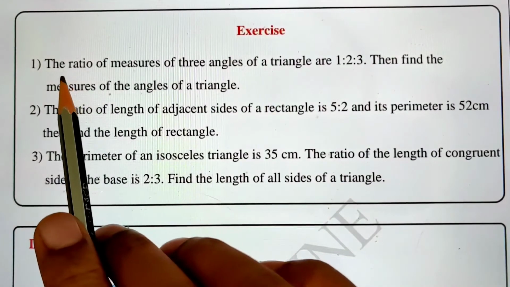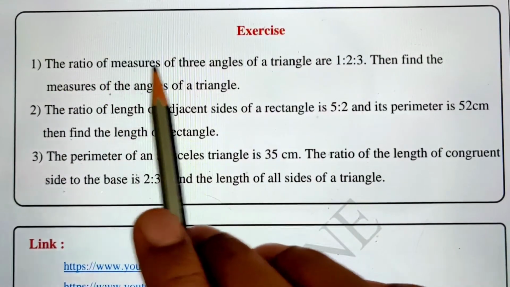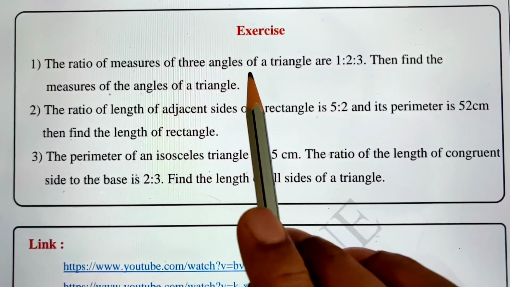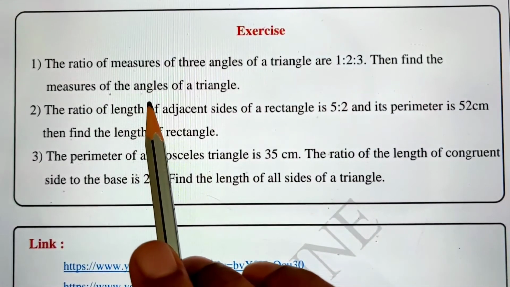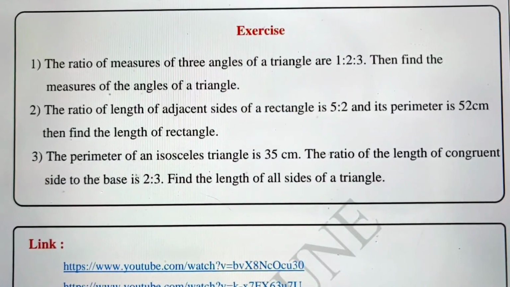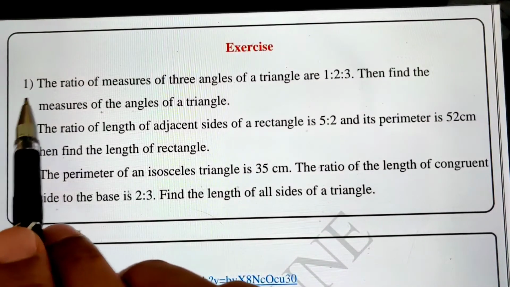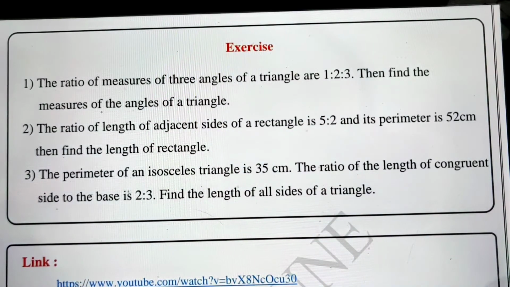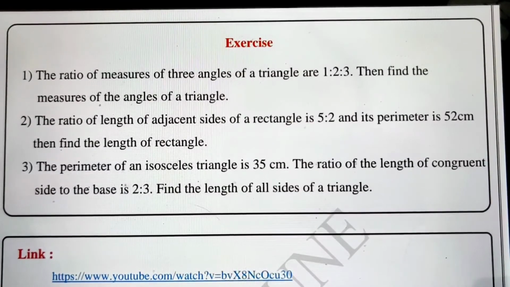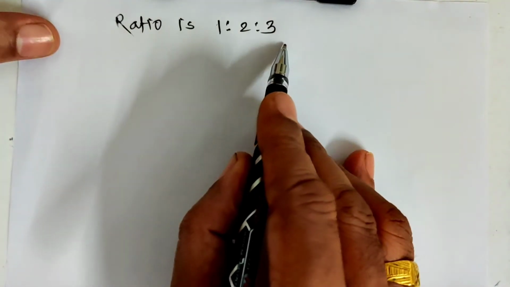Here the ratio of measures of three angles of a triangle is 1:2:3. Then find the measures of the angles of the triangle. एक sum दिया है, let us see that sum. So here read the sum. The ratio of measures of three angles of a triangle is 1:2:3. Then using the property of triangle we have to solve that sum. The ratio is given 1:2:3.